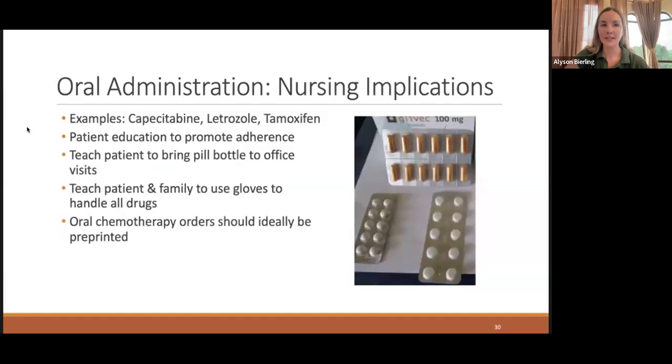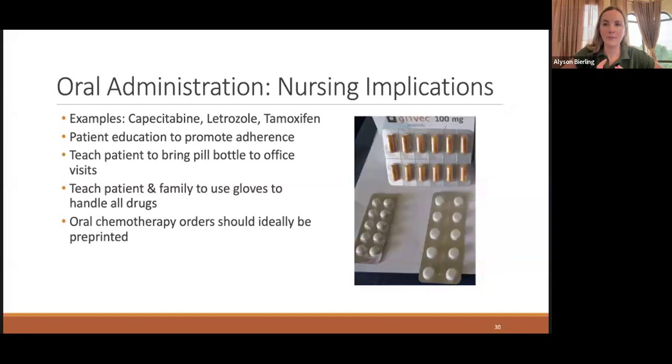So what are some nursing implications for oral administration? I just wanted to highlight some oral drugs that are given to treat breast cancer. Those drugs include capecitabine, which is a type of chemotherapy, and then some hormone therapy, letrozole and tamoxifen. It's really important to be doing good patient education when patients are on oral drugs to help promote adherence. We want to teach the patient to bring the pill bottle back with each office visit so we can make sure that they have completed their entire dose.